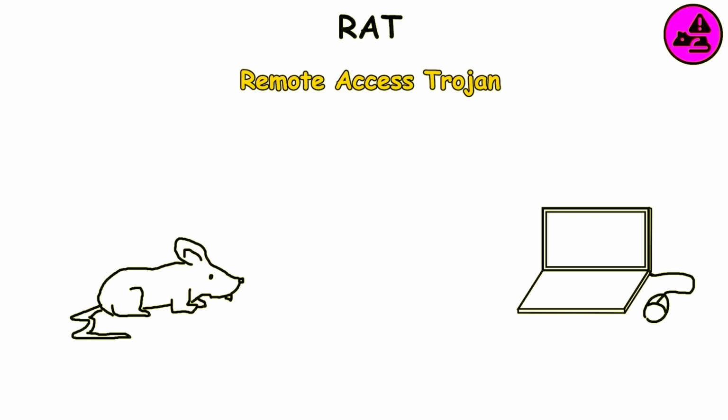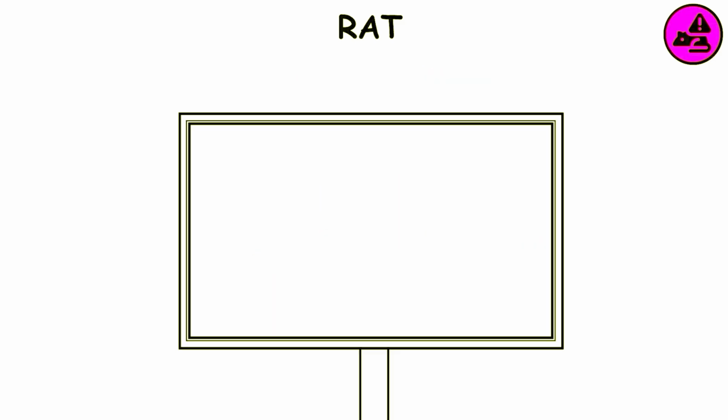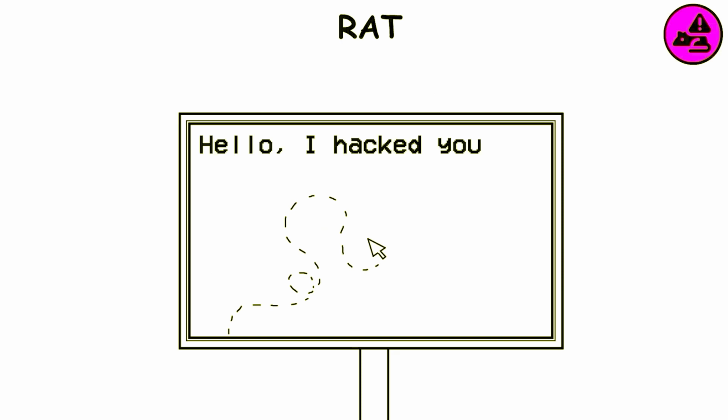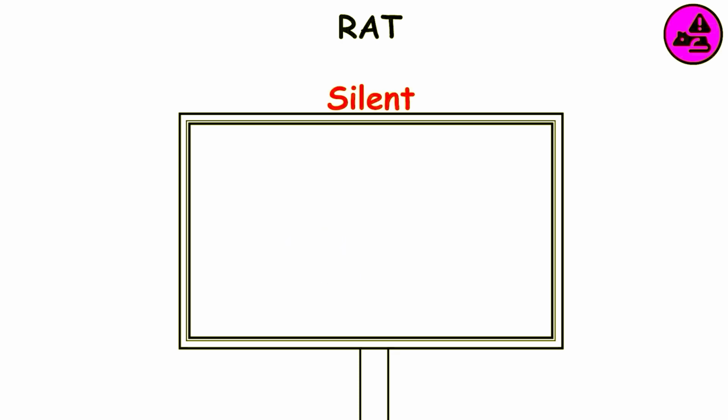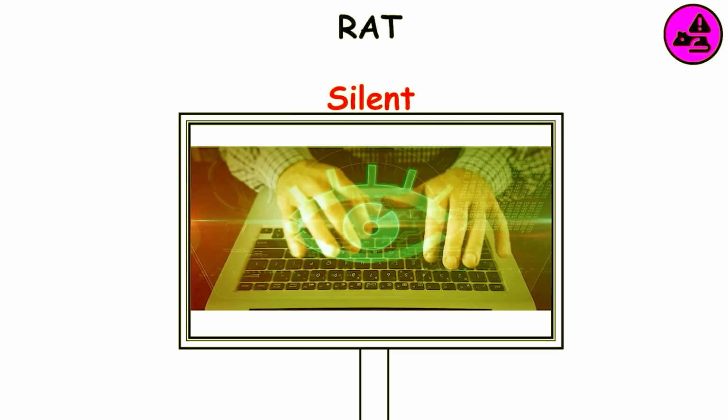RAT: it stands for Remote Access Trojan, and it's a type of malware that remotely controls a computer through the internet. When your computer is ratted, the hacker can actually move your mouse, type stuff, look at your webcam, and record it, etc. Most of the time, however, it stays silent and acts as a keylogger to gain your personal information.